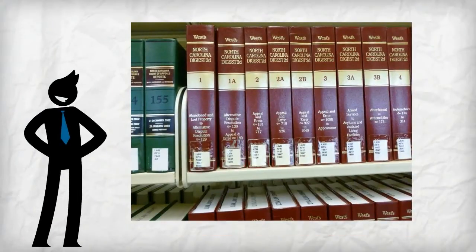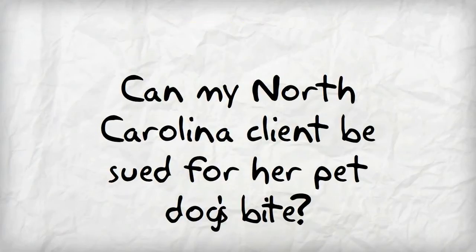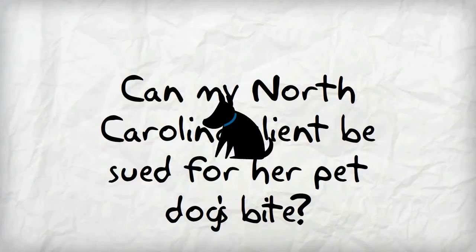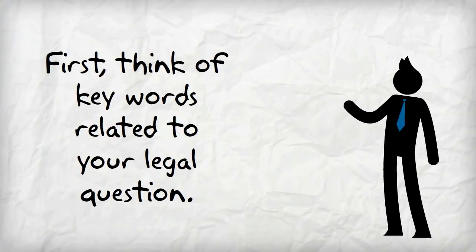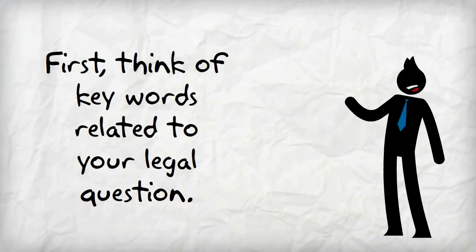Let's get started. Let's say you're representing a North Carolina client whose pet dog has bitten her neighbor. The legal issue you're researching is whether or not the neighbor can sue your client for injuries caused by the dog bite. First thing you do is brainstorm some keywords related to your legal issue.